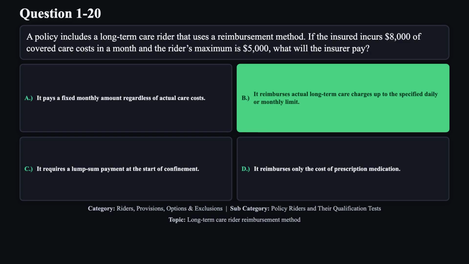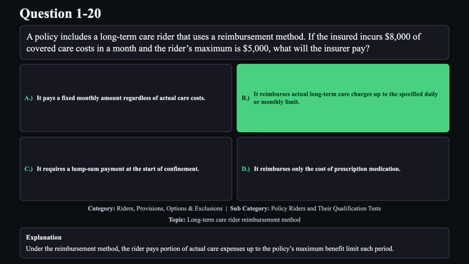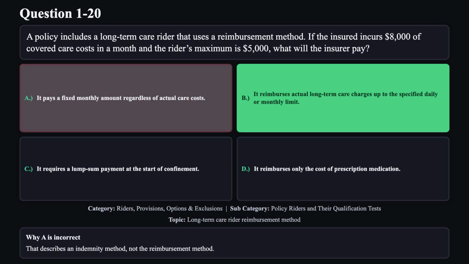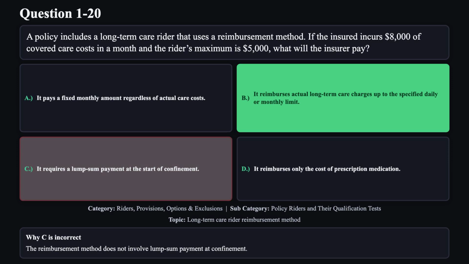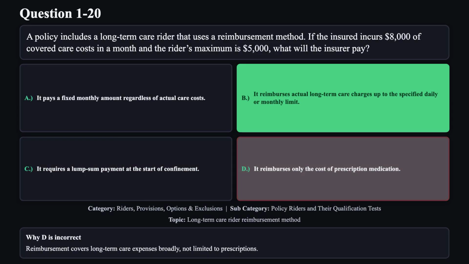The correct answer is B. Under the reimbursement method, the rider pays a portion of actual care expenses up to the policy's maximum benefit limit each period. Reason A is not correct. That describes an indemnity method, not the reimbursement method. Reason C is not correct. The reimbursement method does not involve lump sum payment at confinement. Reason D is not correct. Reimbursement covers long-term care expenses broadly, not limited to prescriptions.